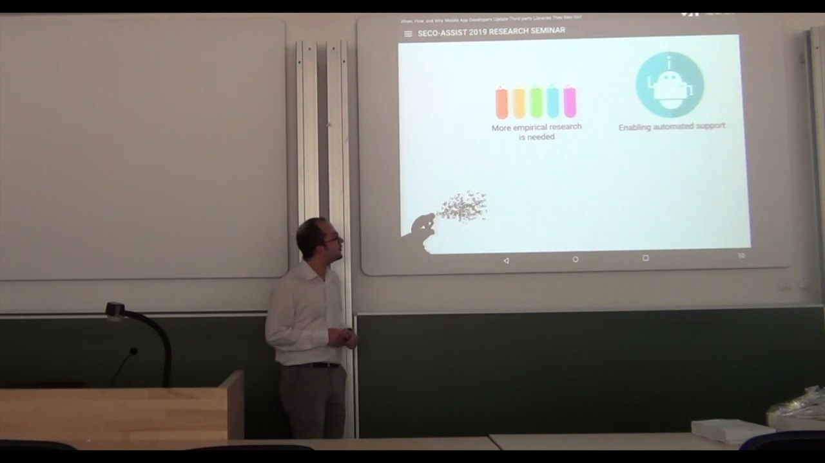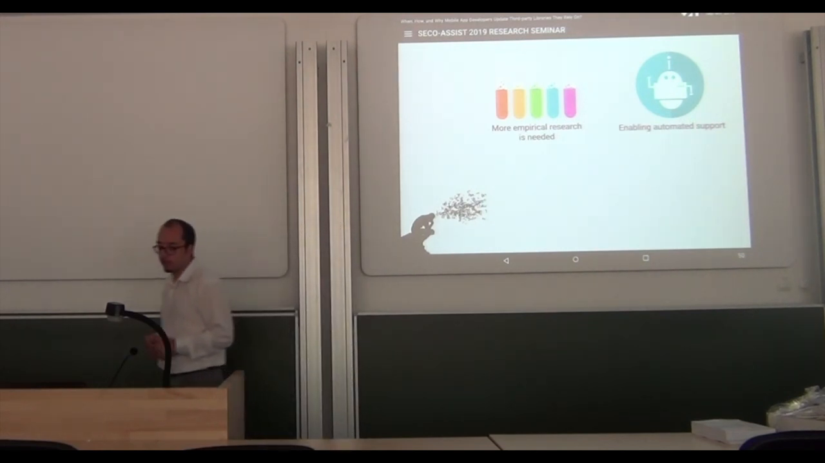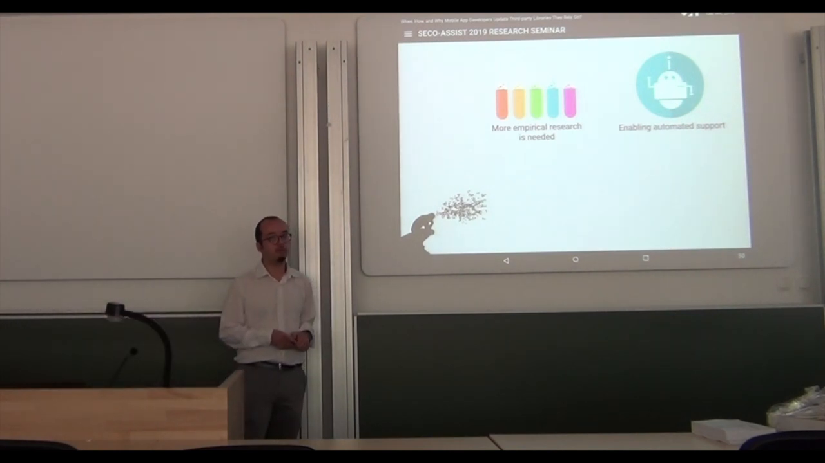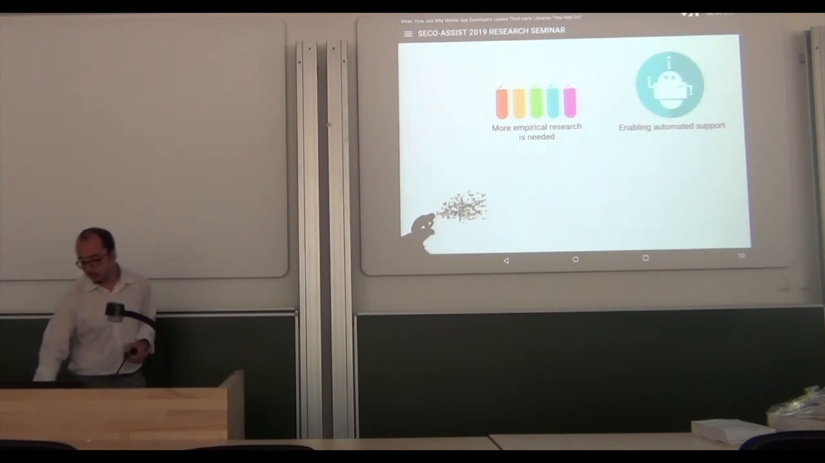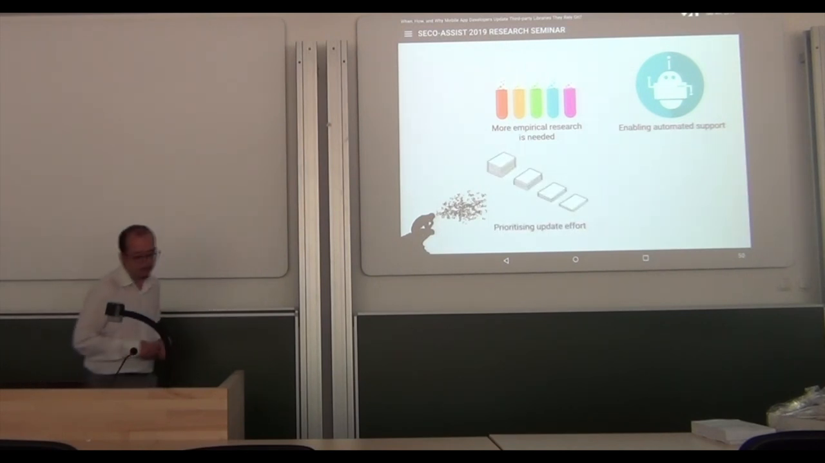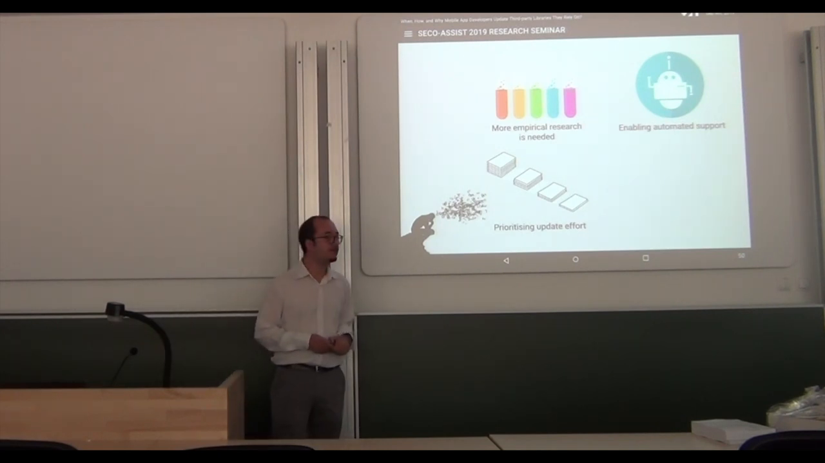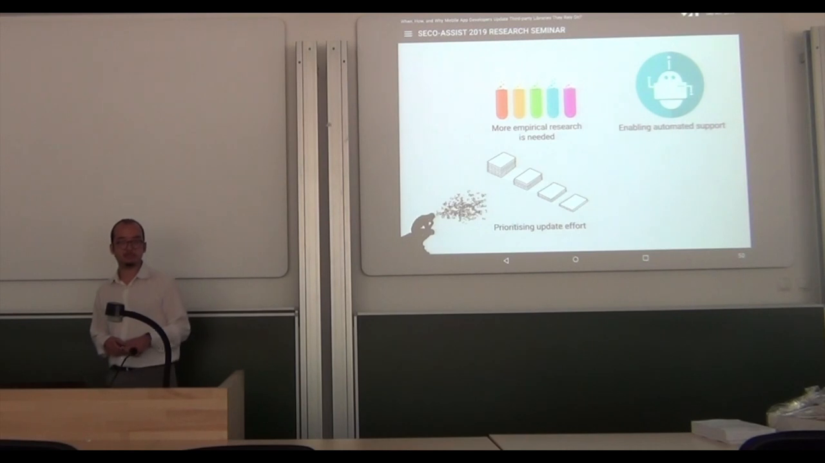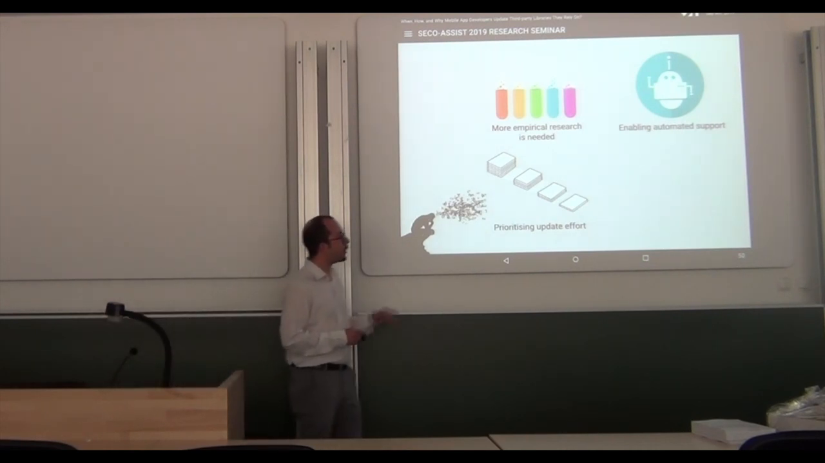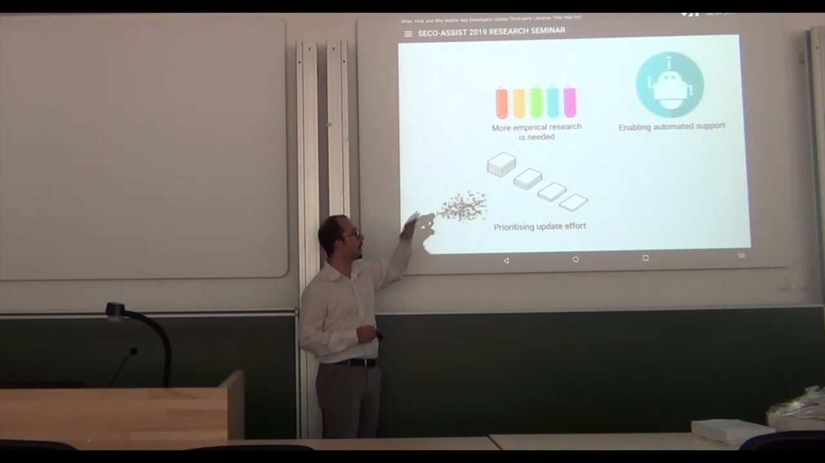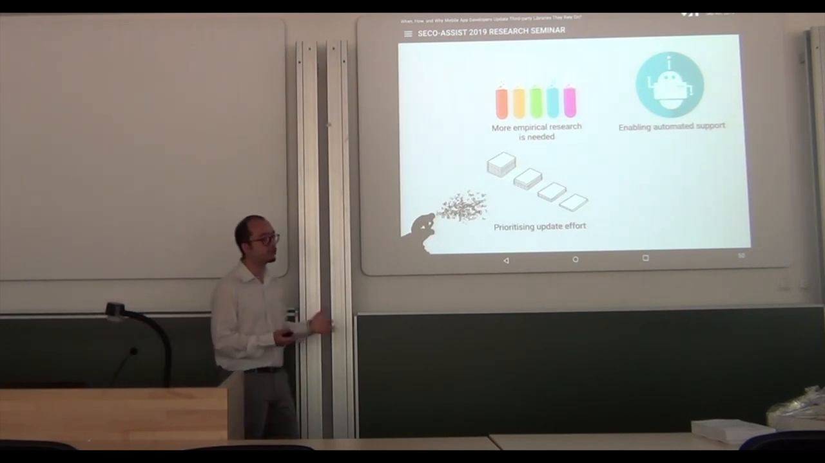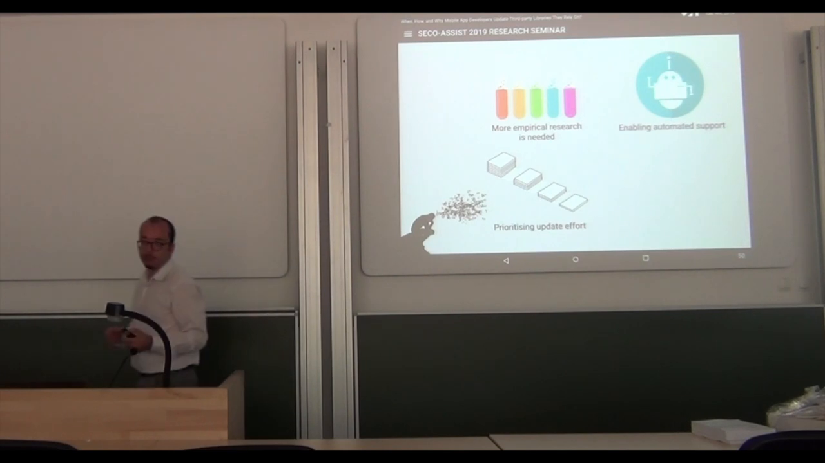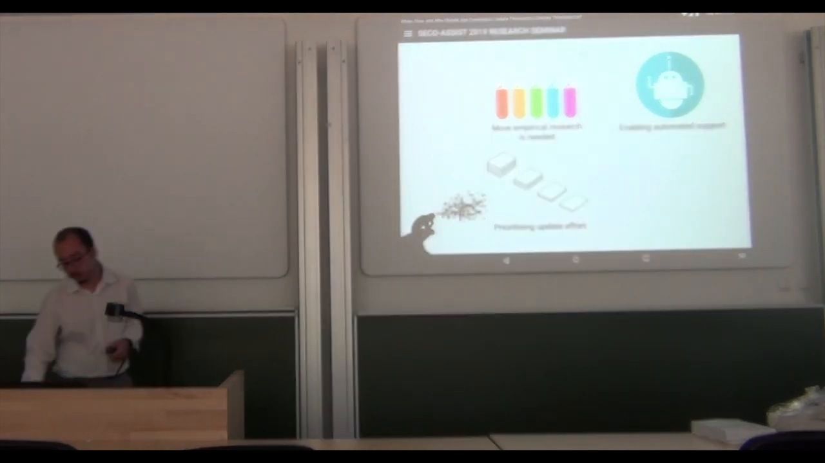Another thing we should look at is how to enable automated support. Most developers think that if they could update their libraries without any issue, they would do it for sure. Another research line is about update effort reorganization. Let's say we are not able to provide full automated support; at least we should give developers a way to know which libraries should be updated first. In this way, they could reduce the impact of not updating these libraries.